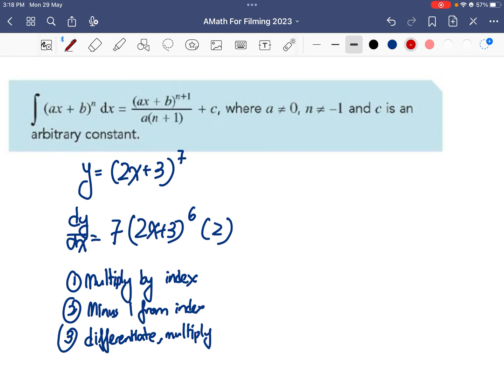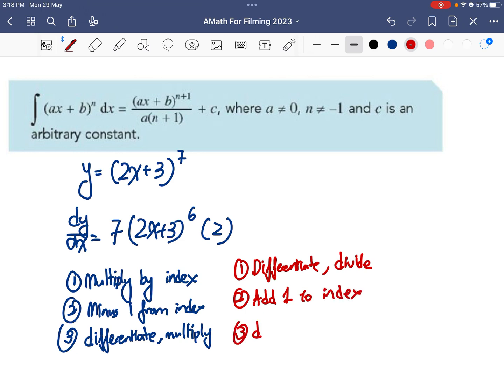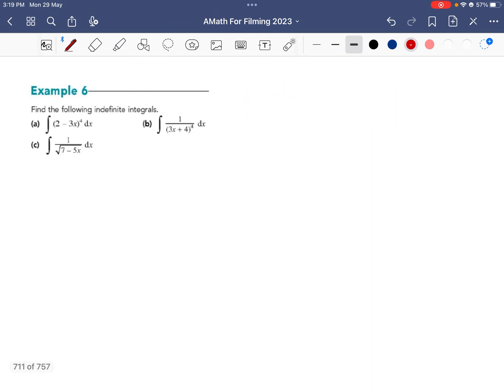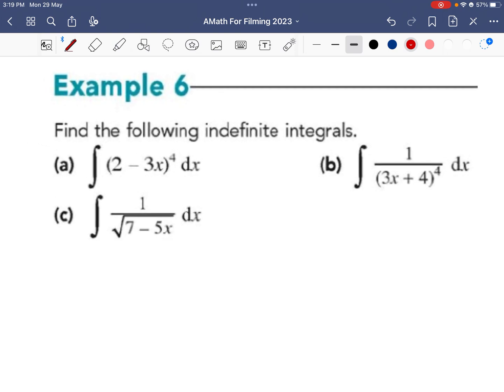So if I do that in reverse order, to integrate, I will differentiate the 2x plus 3, then I will divide by it, then I will add 1 to the index, then I will divide by the new index. So basically I am just doing the reverse order for integration itself. You don't need to worry so much about it. I will show you some examples.